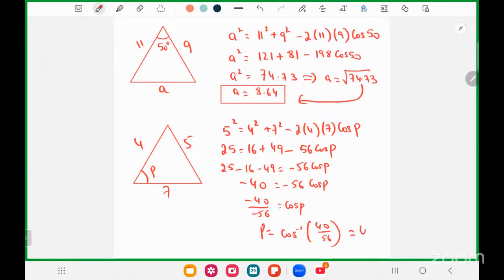Which is 44.4 degrees. I hope this is clear and I hope सबको समझ में आ रहा है.